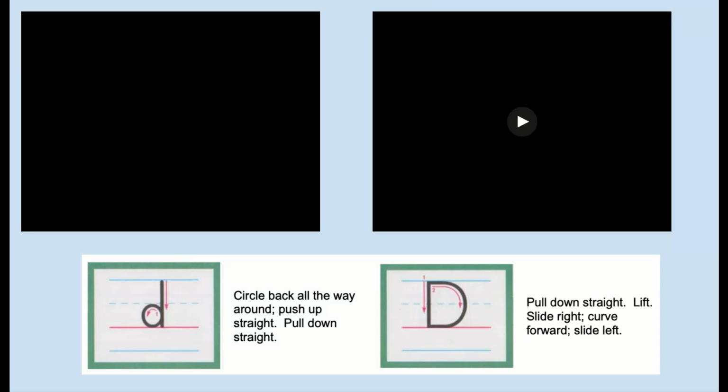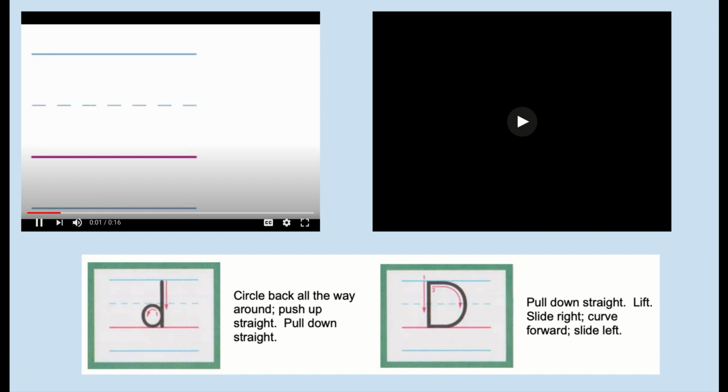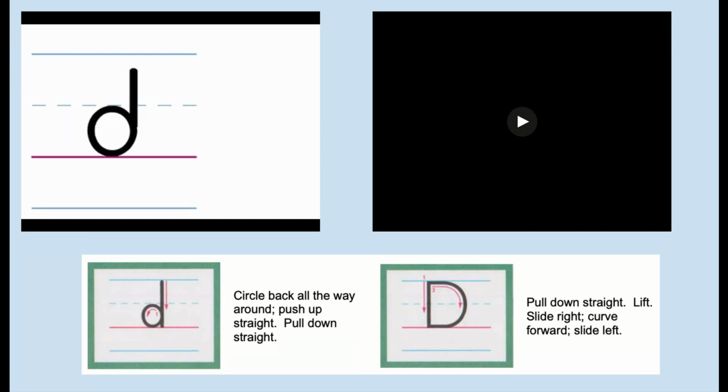Now, let's learn how to form the lowercase d and the uppercase D. You will need a piece of paper and a pencil. First, we will watch the video describe how to make the lowercase d before we practice. Ready? Lowercase d. 1. Circle back all the way around. Push up straight. Pull down straight. Lowercase d.